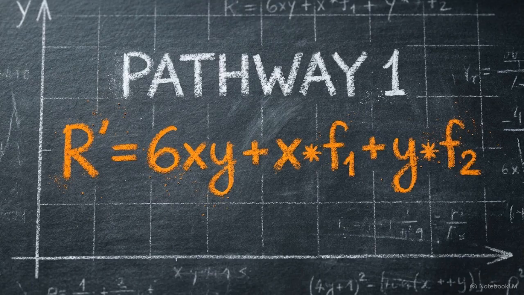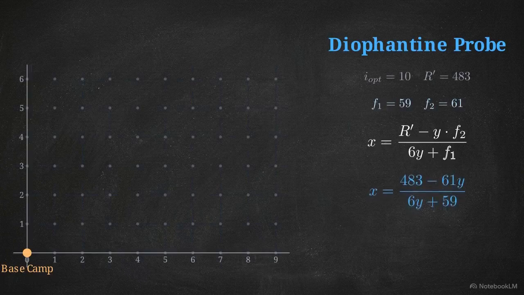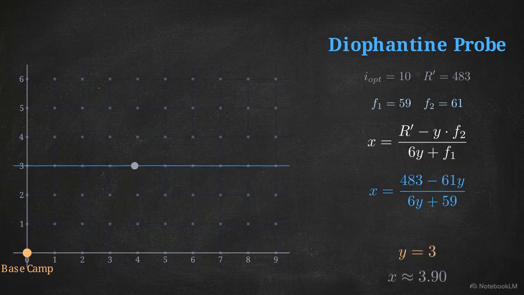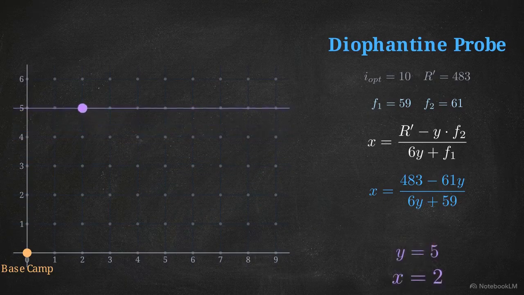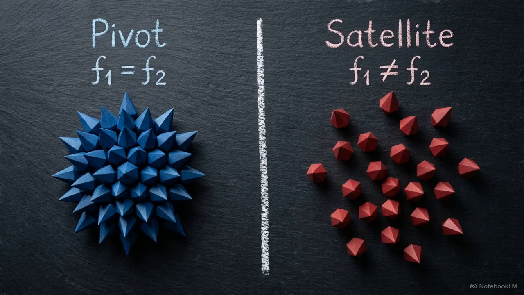The first resolution path is the linear method, which uses a localized Diophantine equation to scan for resonance. This Diophantine probe uses the parity of the basecamp to set local force coefficients, F1 and F2. The algorithm iterates locally along the y-axis, checking each node until the equation returns a clean integer for the x offset. The force coefficients, F1 and F2, shift depending on whether the basecamp sits in a pivot or satellite cluster.